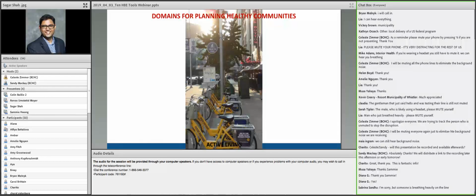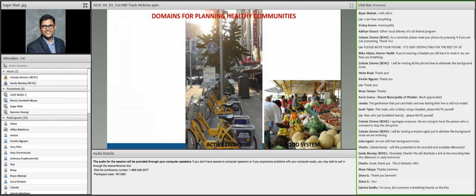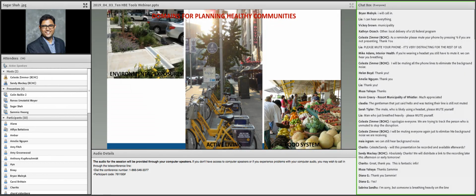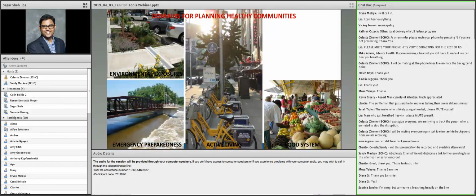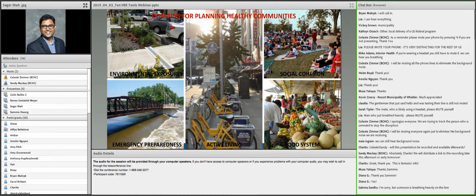And I think all of us know most of this. The first one was active living. The second was healthy food systems. The third was environmental exposure. The fourth was emergency preparedness. And the fifth was social cohesion. And I think Sami touched on all these components or domains in her presentation, in one report or toolkit or another.